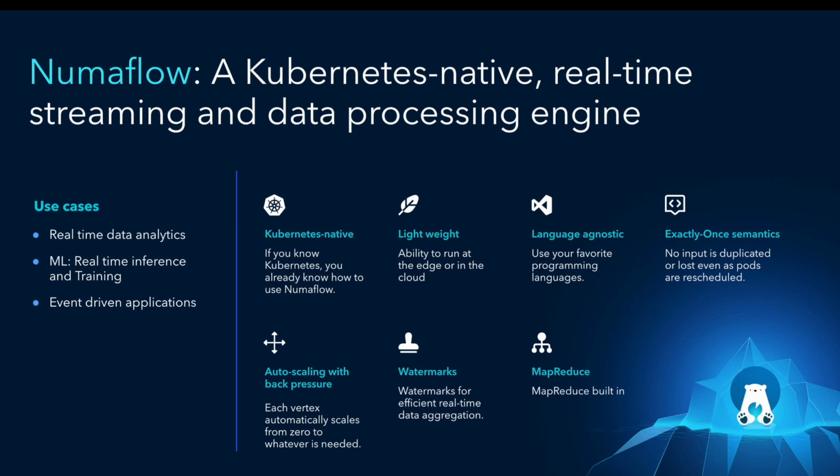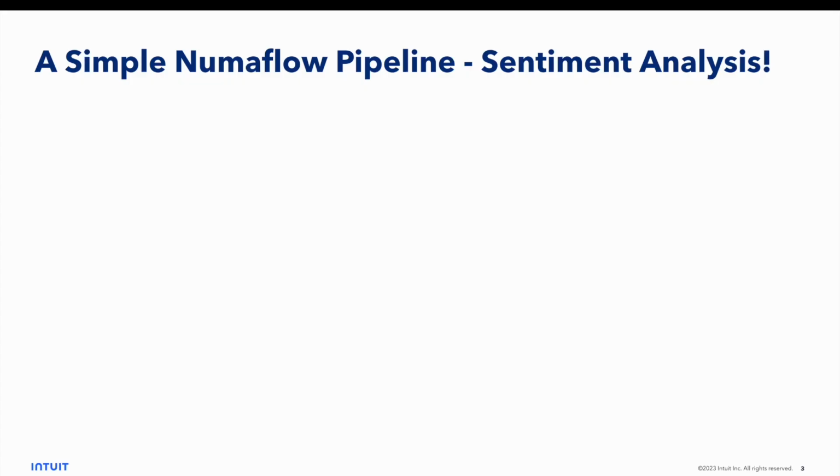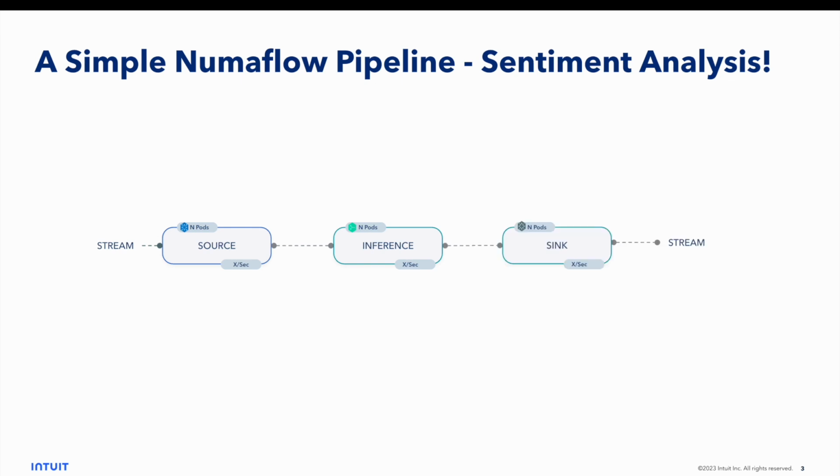Now that you have a quick overview of what Numaflow as a platform is, let's try to understand what it takes for you to create a Numaflow pipeline with a simple example. For today's example, I would like to do sentiment analysis on streaming text data. In order to do so, first you would need a source. Second, you would like to do inference to identify if the text is a positive intent or a negative intent, and then finally store all of your results into a particular sink.